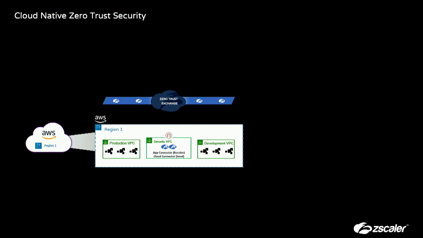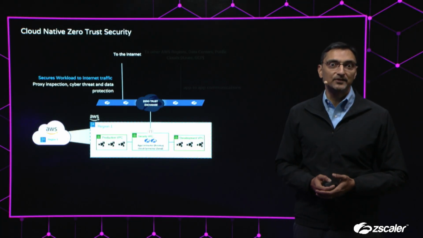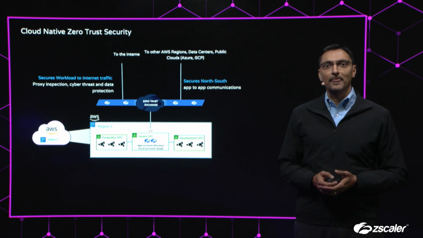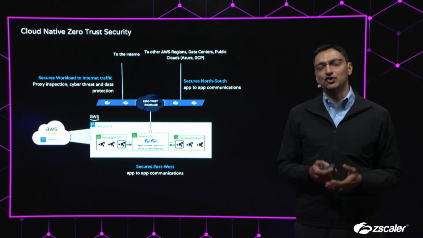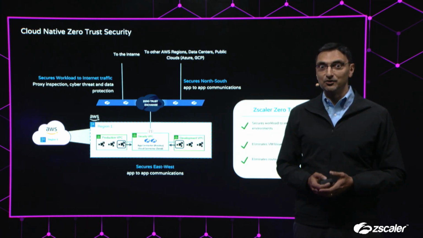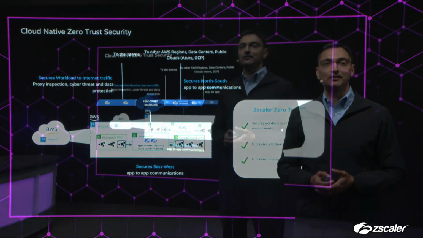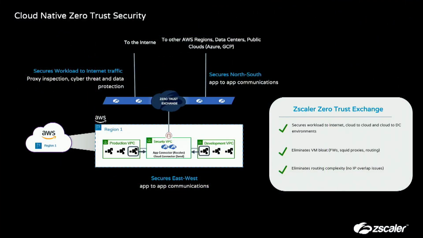Workload communications is extremely simple to deploy and manage. You deploy a lightweight connector that is managed by Zscaler in your cloud VPCs and your data centers. It securely connects them to the Zscaler Zero Trust Exchange. Workloads communicate with the internet using the Zscaler Internet Access Service. They communicate with other private workloads using the Zscaler Private Access Service.